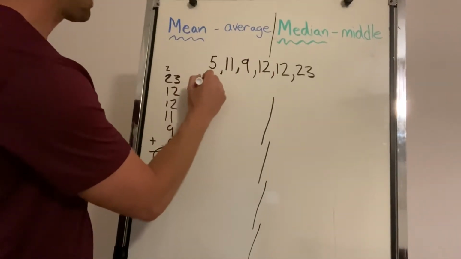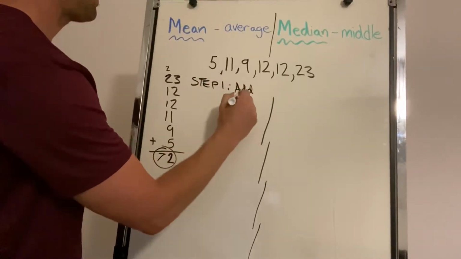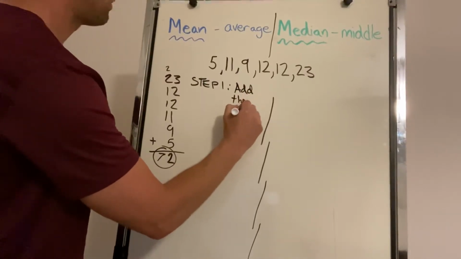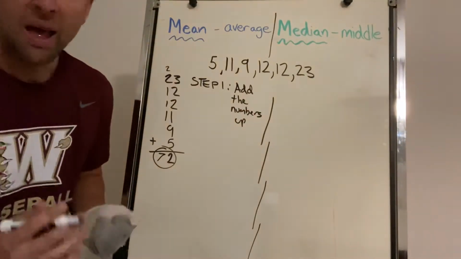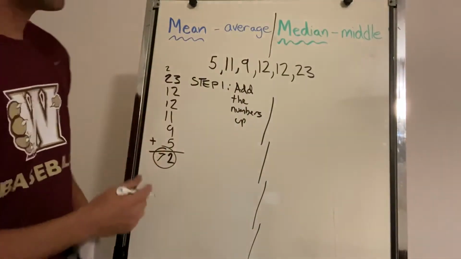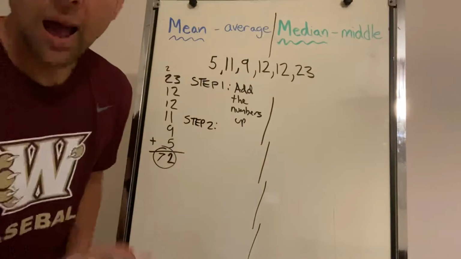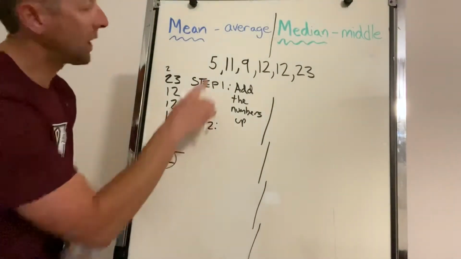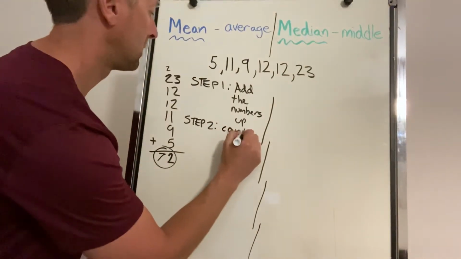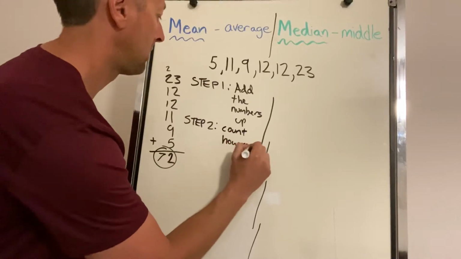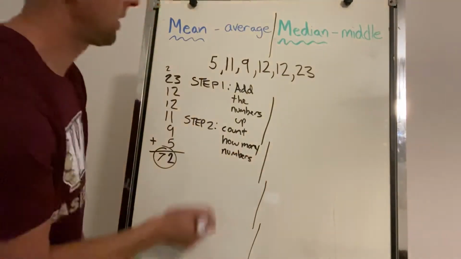So again, step one, add the numbers up. We got that in there. So we have 72. Now, step two. How many pieces of data do we have? We've got 1, 2, 3, 4, 5, 6. So step two, count how many numbers. All right, so we have 6.